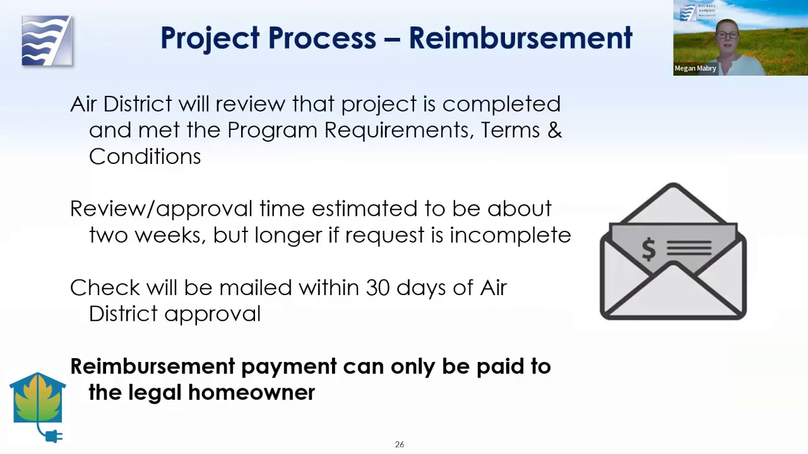Once a reimbursement package has been submitted, the Air District will review the package to ensure it is complete and has met the program requirements, terms, and conditions. We will follow up if there is any missing information. We estimate it may take up to 2 weeks for staff to review and approve reimbursement requests. This may take longer if the request is incomplete and requires follow-up. Once a package is approved by staff, we will mail the check to the legal homeowner within 30 days. Please note that checks will only be made out to the legal homeowner.